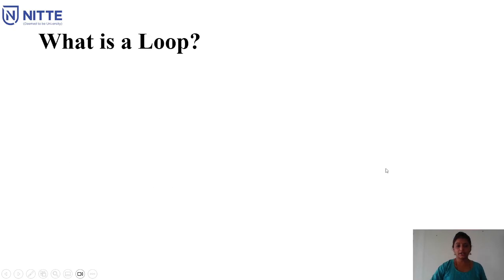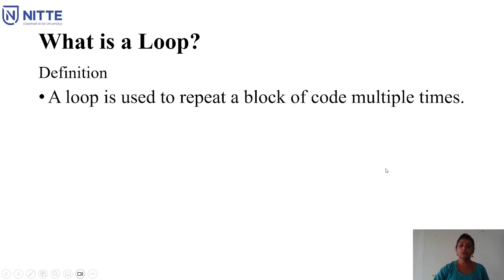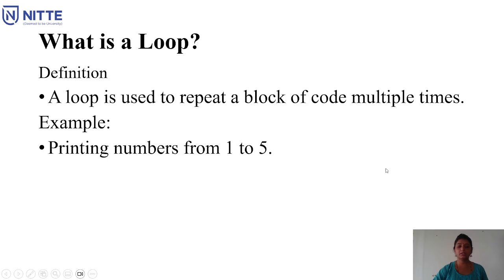Firstly, we will try to understand what is a loop. A loop is used to repeat a block of code multiple times. If you have to print a number from 1 to 5, then instead of writing print 1, print 2, print 3, print 4, print 5, you can use one keyword and make the code chunk repeat for itself so that you can easily print the 5 numbers. As an example, printing the numbers from 1 to 5.